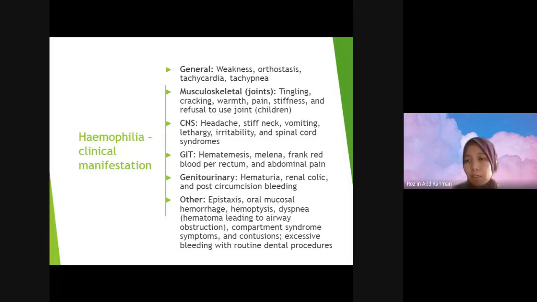Or in babies, maybe the symptoms are not there, but they present with bleeding from the nose, bleeding from the mucosal membrane, until the babies become mobile.